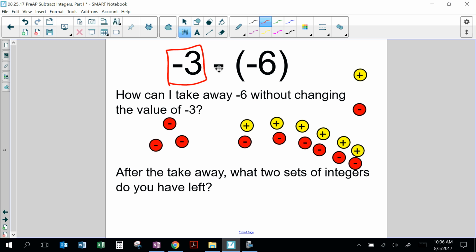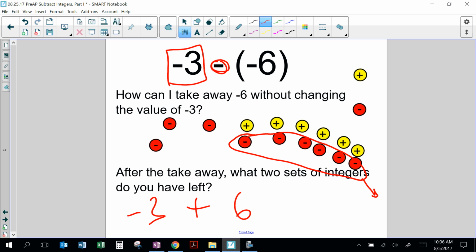Now, can I take away negative 6? Bye-bye. What 2 sets of numbers are left? Negative 3, what I started with, and the second set of numbers is 6. So negative 3 with the 6 will equal what? These make a zero pair, these make a zero pair, these make a zero pair. It is equal to 3. So negative 3 minus negative 6 is equal to 3.